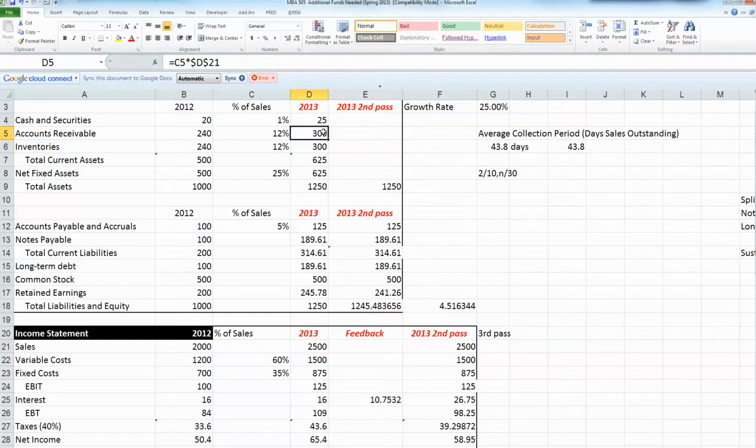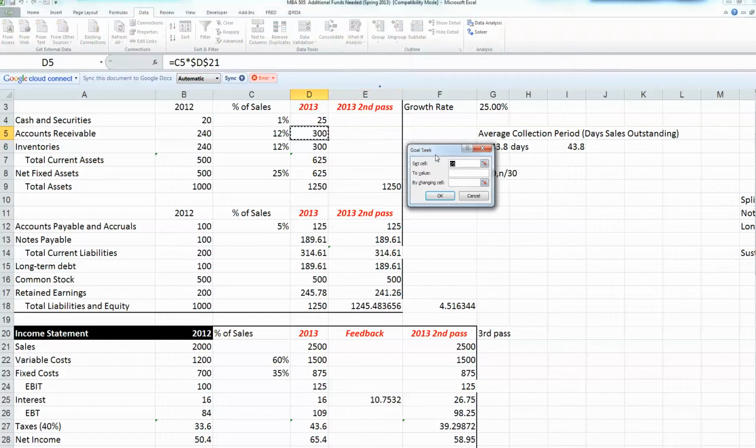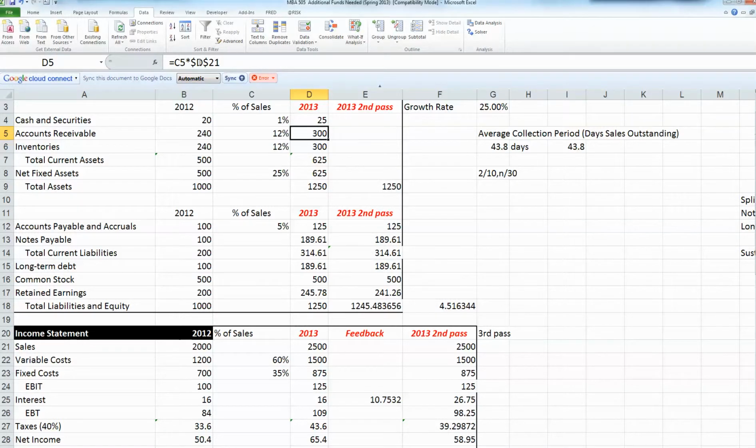But now, if I know I want to try to get this number down to 35, what I can do is go to Goal Seek and say set I5 to 35 by changing 2013's accounts receivable. Oh, actually, I'm glad that happened. I'm going to hit cancel. And it gave me an error message. It said cell must contain a value.